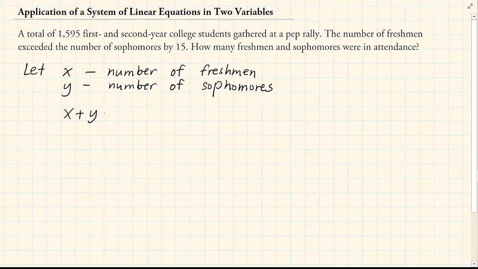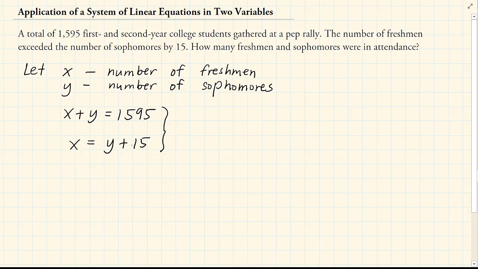X plus y is equal to 1,595. Now, let's go to the second statement. The number of freshmen exceeded the number of sophomores by 15. So, mas marami daw yung number of freshmen natin by 15 than sophomores. So, ibig sabihin, x is equal to the number of sophomores, y, dagdagan natin ng 15. Okay, so we have now two equations, two unknowns. So, meron na tayong x equals y plus 15.